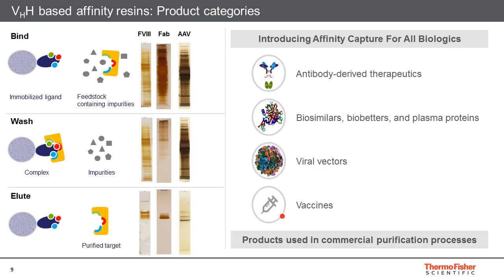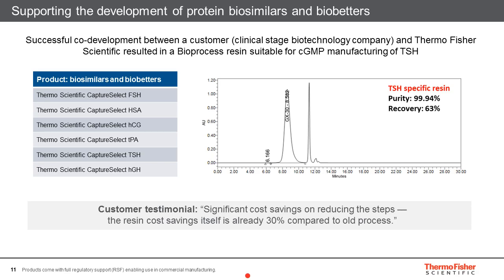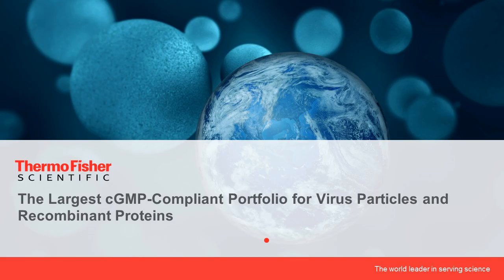During the last, let's say, 15 years while we've been working on this technology and bringing products into the market, we've done so for antibody-derived therapeutics, the topic of the talk today. We have products on the market now for biosimilars, biobetters, and plasma proteins, viral vectors, and recombinant vaccines. As said, the products are currently used in commercial purification processes. So what we have is the largest CGMP compliant portfolio for virus particles and recombinant proteins.